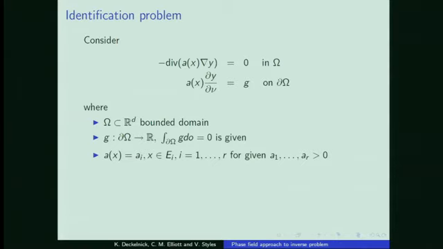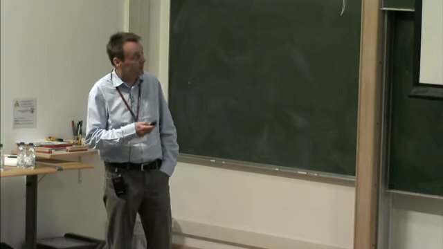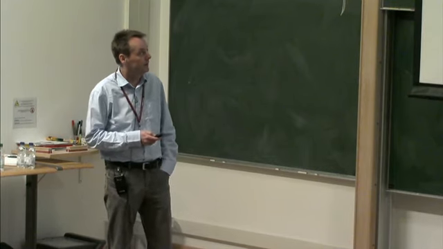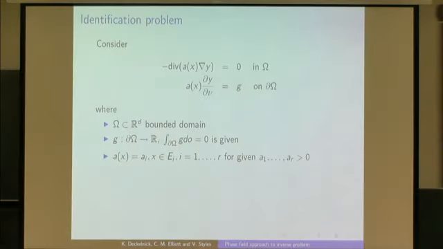We are looking at an elliptic PDE in divergence form, minus divergence of a(x) gradient y equals 0 in omega, together with the Neumann boundary condition, where the function g on the right hand side in the boundary condition is a given function, and omega is a bounded domain. The function g satisfies the condition that its integral over the boundary is 0, so that you can solve this problem. The necessary solvability condition is satisfied.